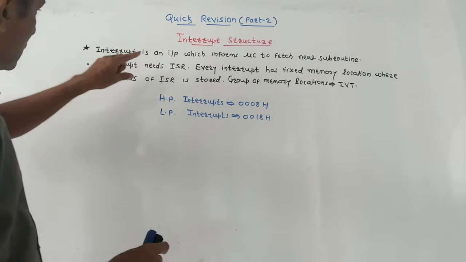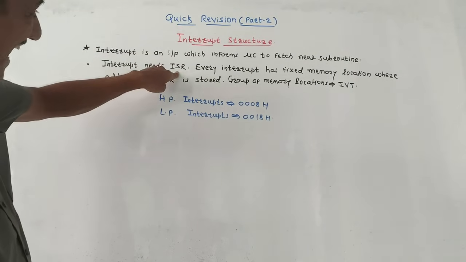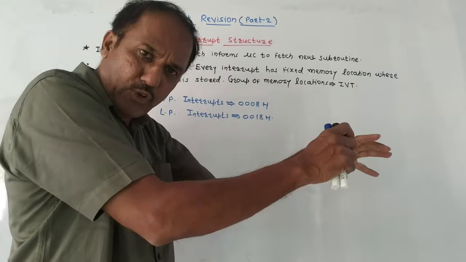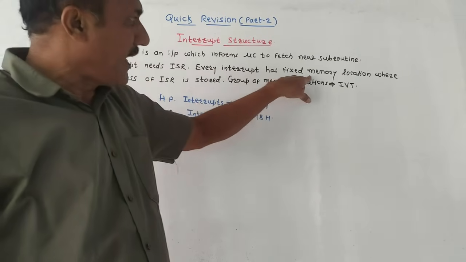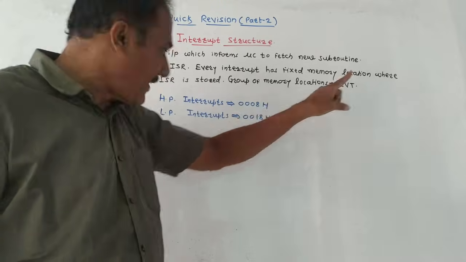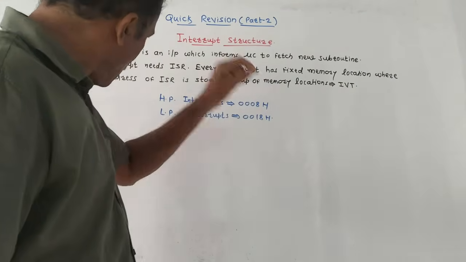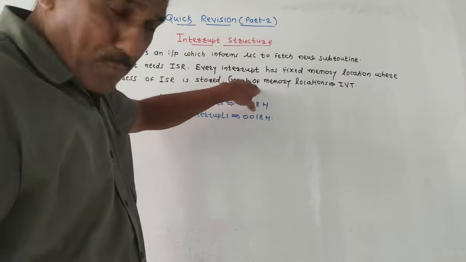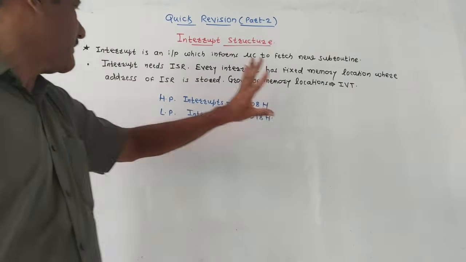This is called interrupt service routine. So interrupt needs ISR to fetch that particular routine. Every interrupt has fixed memory location where address of ISR, that is interrupt service routine, is stored. Group of such memory locations is called IVT, that is interrupt vector table.